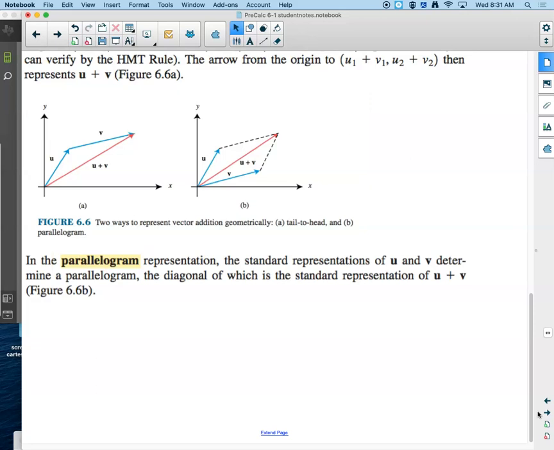In the parallelogram representation, like I said, I think your geometry book even has that one in it. The standard representations of u and v determine a parallelogram, the diagonal of which is the standard representation of u plus v. So we can draw it, is what we're saying. We have a couple of methods that we can use here to draw those vectors.